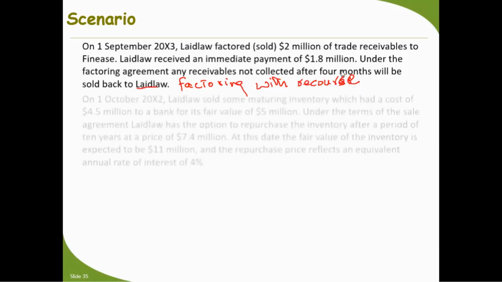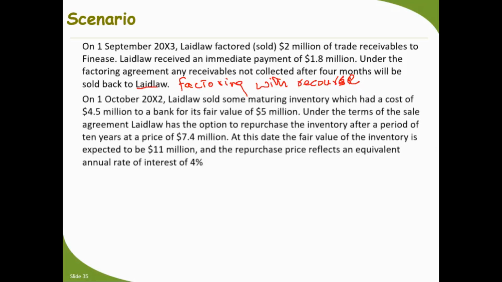Okay. Then on 1st October 2002, Laidlaw sold some maturing inventory which had a cost of 4.5 million to a bank for its fair value of 5 million. Under the terms of the sale agreement, Laidlaw has the option to repurchase the inventory. This is important. You are repurchasing that inventory. It means the risk and rewards associated with that inventory belong to you. After a period of 10 years at a price of 7.4 million, at that date the fair value of the inventory is expected to be 11 million and the repurchase price reflects an equivalent annual rate of interest of 4%. So again, you have repurchase, risk and reward associated. If price goes down, you are responsible. If price goes up as you are expecting, again, you are entitled. Again, your sale will not be deemed. This is also your loan.